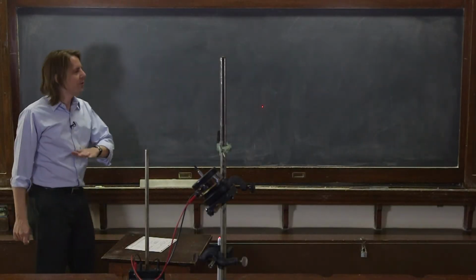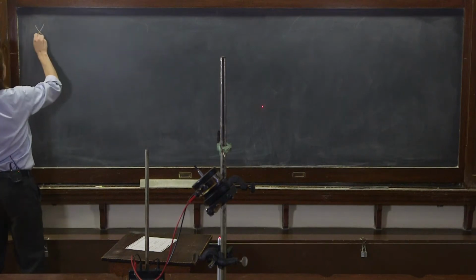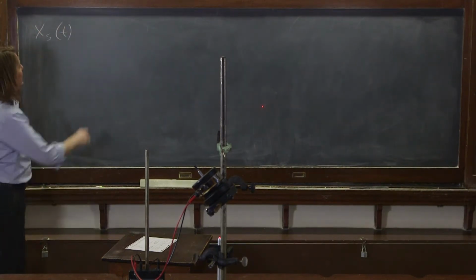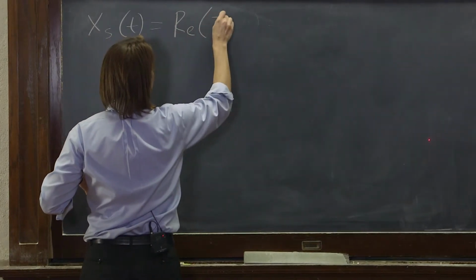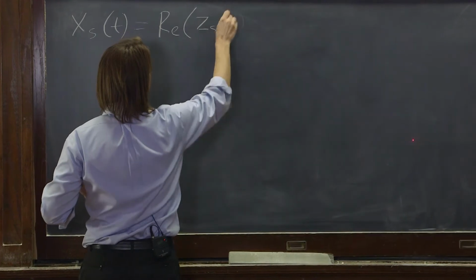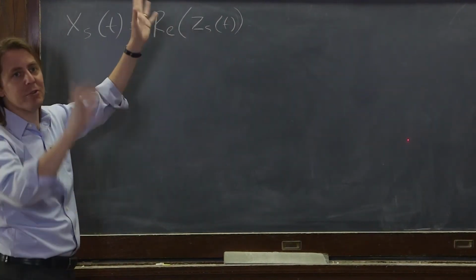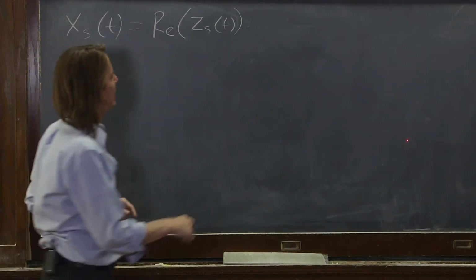Okay, let's think about our full steady state solution. Let's write the whole thing in all of its glory. The actual real motion is the real part of this complex solution that we predicted. Just remember, ZS is not real motion. It's imaginary, crazy, complex motion. We need the real part to get the actual motion, x, steady state.